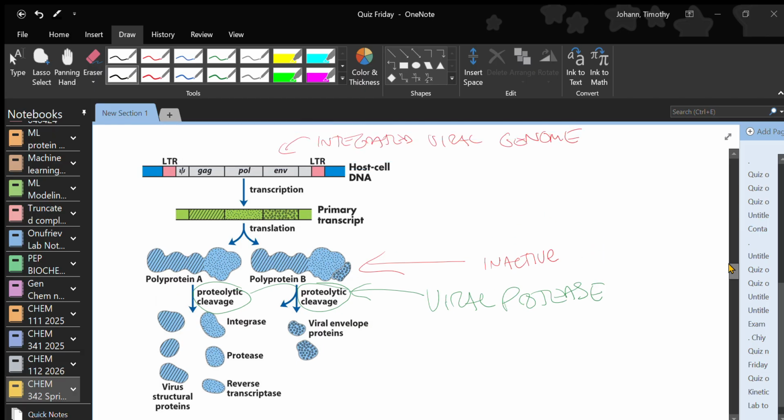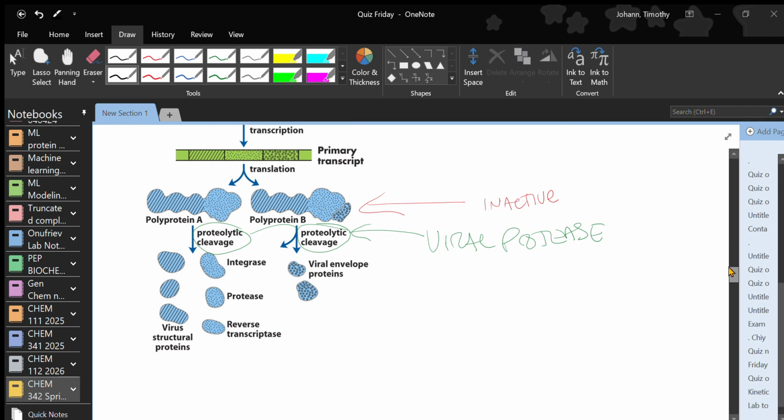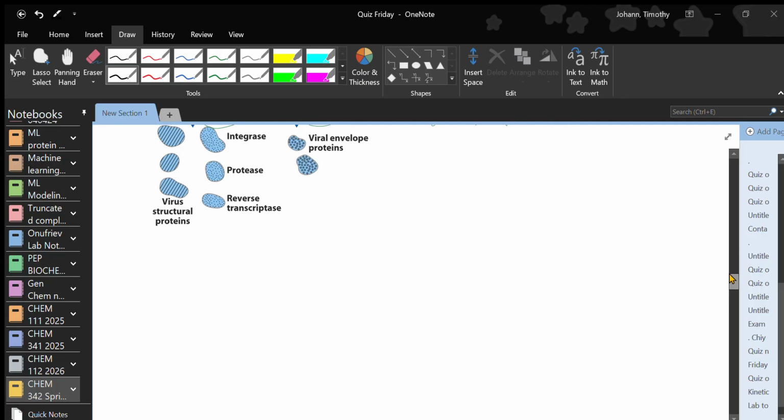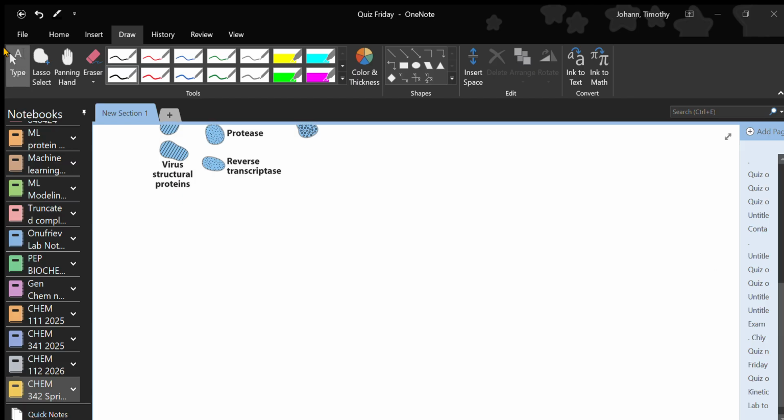Okay, so all right, let's talk about what reverse transcriptase is. We talked about that in terms of a broader view of retroviruses, but what we're talking about right now is transcription. And so let's talk about the three functions of reverse transcriptase.